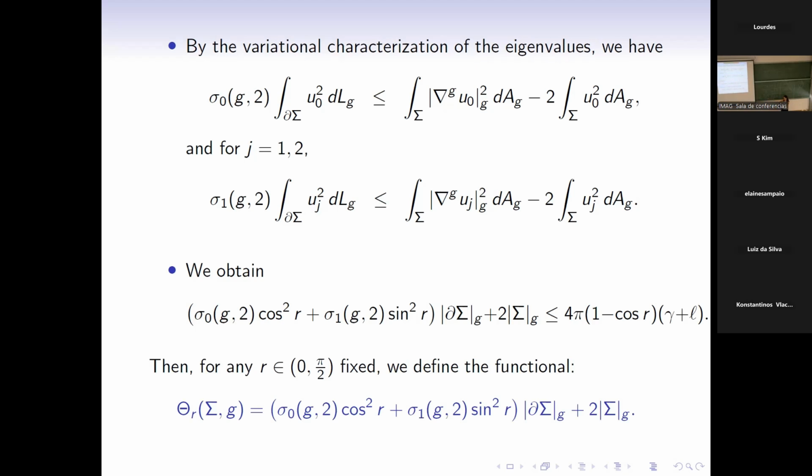So you are working in a spherical cap, you give me a metric, we take this functional over here, okay? So you have a linear combination of the two eigenvalues multiplied by the boundary length, plus 2, which is the dimension of the surface, times the area. And by the calculation that we just did, this functional is bounded from above, so it's promising. And you can also prove that it's sharp for the case of the disk, so that's quite nice. And that was our first result.